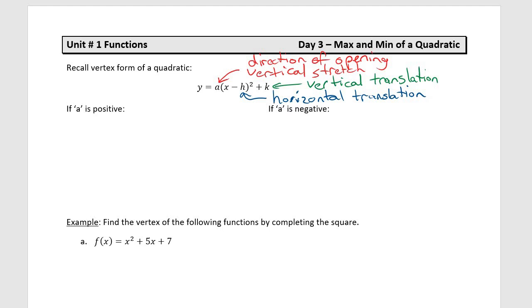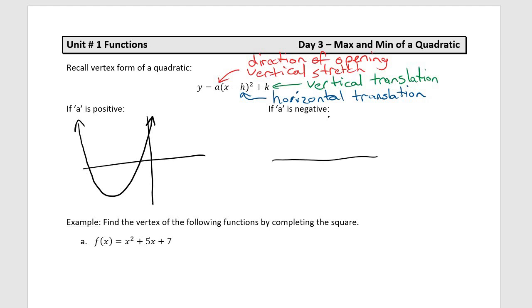All right, focusing on A for a moment. If we have a positive A value, that means our graph is going to open up. And a graph of a quadratic is a parabola, so it's going to look something like that. Conversely, if we have a negative A value, this parabola is going to open down. This is all review, so we should be pretty comfortable with this so far.